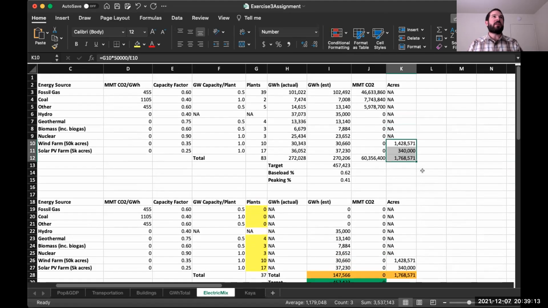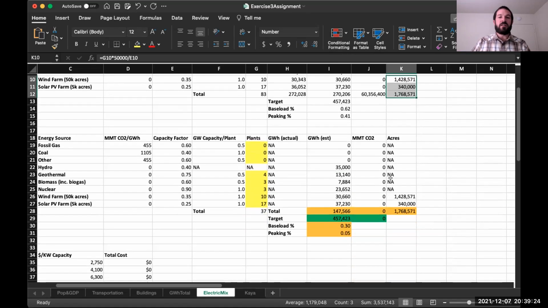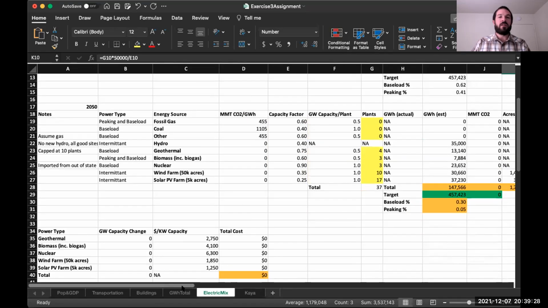Because otherwise, this exercise is kind of boring. It's, say, oh, decarbonize the economy. All right, well, then I'm just putting solar and wind everywhere with no other constraints, right? So we're going to have a number of constraints as we move down into the rest of this sheet. And then we're going to think about cost, okay?